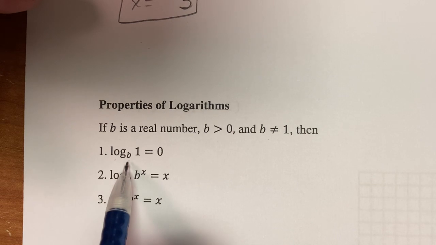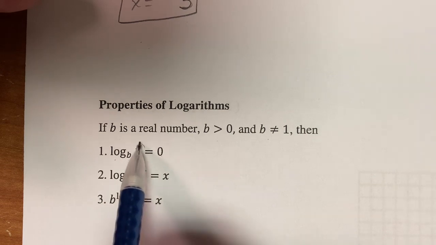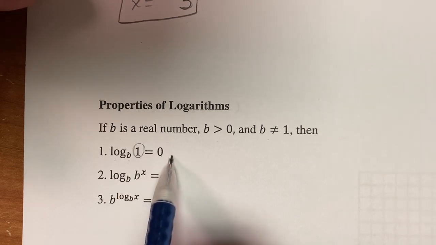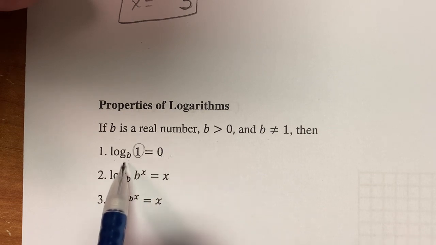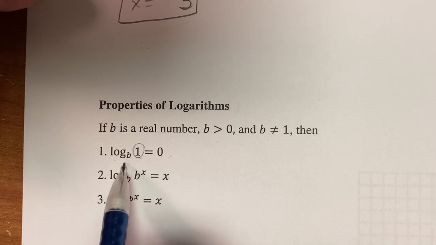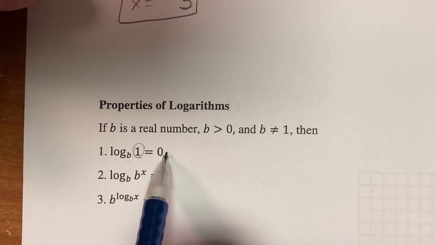The log of 1 in any base will always be equal to 0. So if this value is a 1, your answer always has to be 0. And when you think about that, that's because if I change it to its related exponential, the only way I can get a 1 here would be to raise this number to the 0 power.